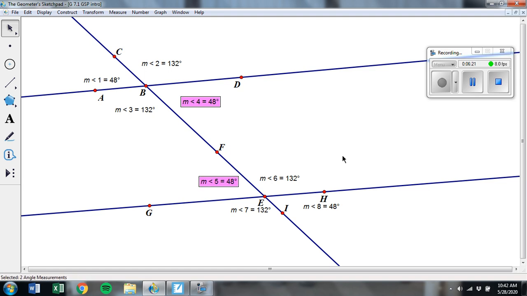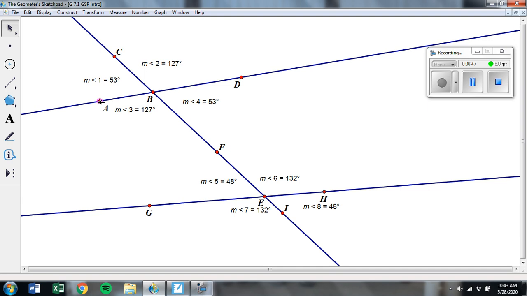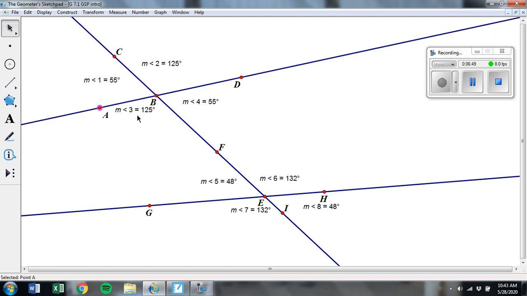The fourth one, which is the most different, is same side interior, because when you look at same side interior, 4 and 6, are those congruent or equal to each other? No, they're not. But do they add up to a special number? Yes, they add up to 180. Same thing here, these same side interiors add up to 180. So those are the 4 for today, the relationships you need to know, and especially what happens when the lines are parallel. So let me move it one more time.